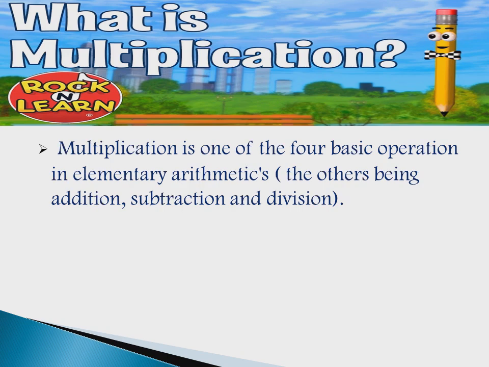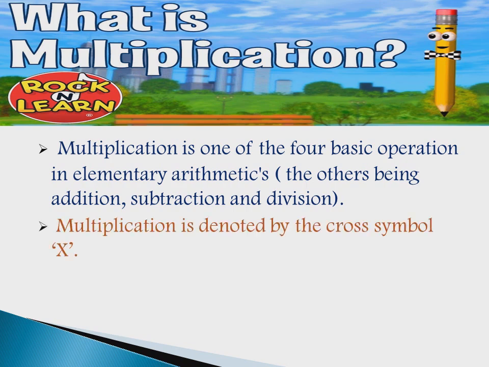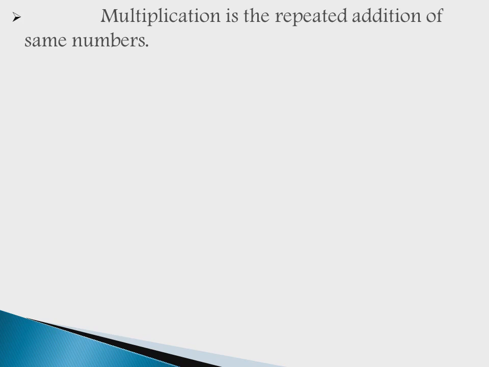Multiplication is one of the 4 basic operations in elementary arithmetic, the others being addition, subtraction and division. Multiplication is denoted by the cross symbol X. The symbol X means times. Do you know what multiplication is all about? Multiplication is a quick way of adding the same number over and over again. So we say multiplication is the repeated addition of the same numbers.